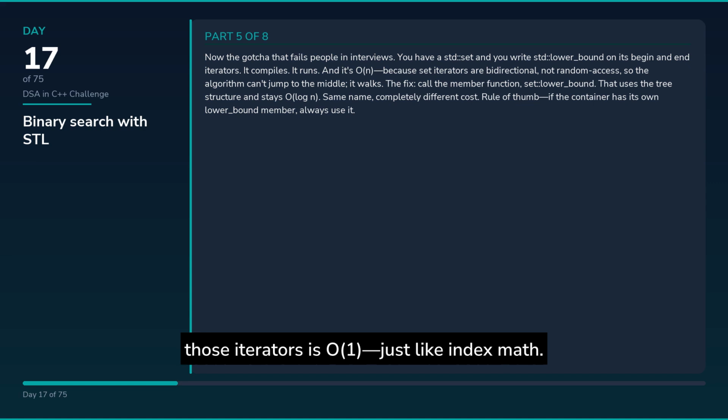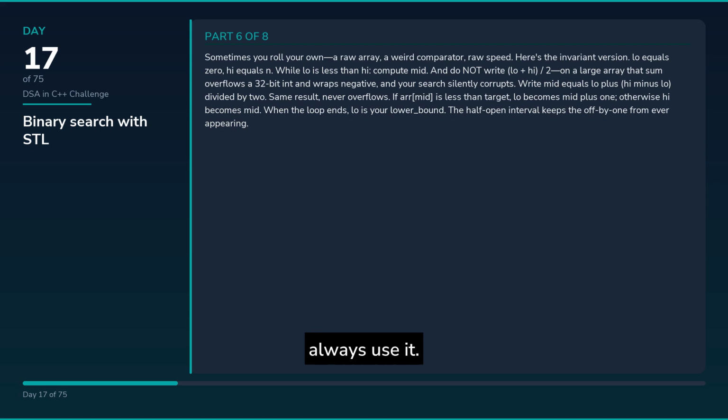Now the gotcha that fails people in interviews. You have a std::set and you write std::lower_bound on its begin and end iterators. It compiles, it runs, and it's O(N). Because set iterators are bidirectional, not random access, so the algorithm can't jump to the middle, it walks. The fix, call the member function, set.lower_bound, that uses the tree structure and stays O(log N). Same name, completely different cost. Rule of thumb, if the container has its own lower_bound member, always use it.